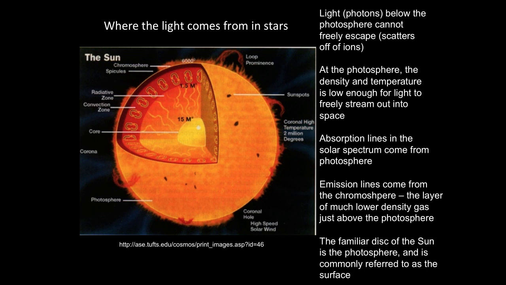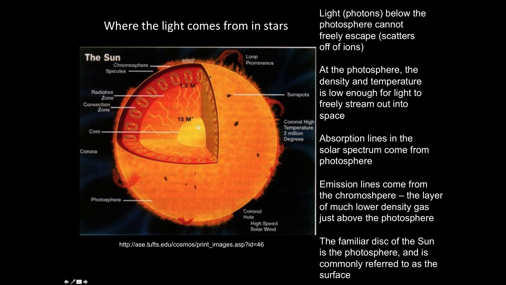It is that part of the star that is at low enough density that photons can escape from the gas, that can stream freely out through space, and some of them end up hitting Earth and hitting our eyes and our telescopes. Below the photosphere, the gas is so hot and dense that light is essentially trapped. The photons bounce around and scatter off the electrons and ions.